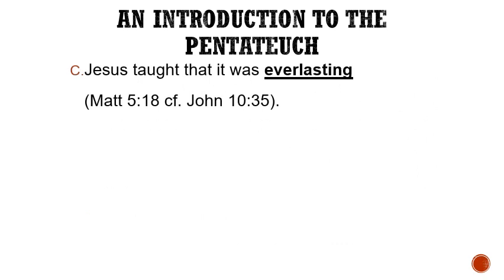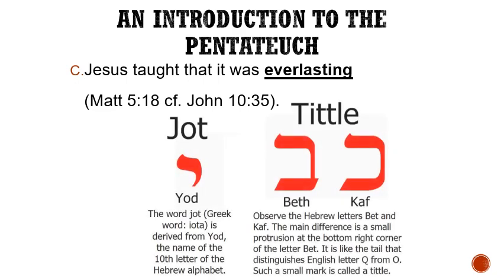Thirdly, Jesus taught that the Pentateuch was everlasting. In Matthew chapter 5, verse 18, he said, "For truly I say to you, until heaven and earth pass away, not an iota, which is a jot, not a dot, which is a tittle, will pass from the law until all is accomplished." A jot is the smallest letter in the Hebrew alphabet.